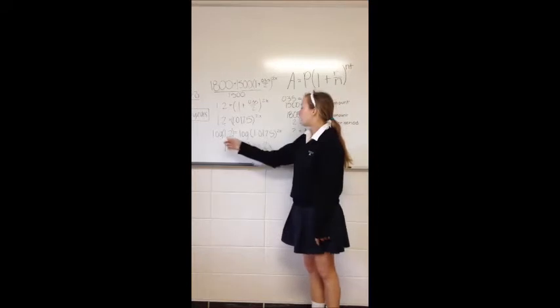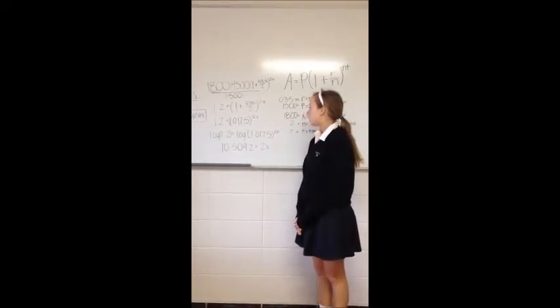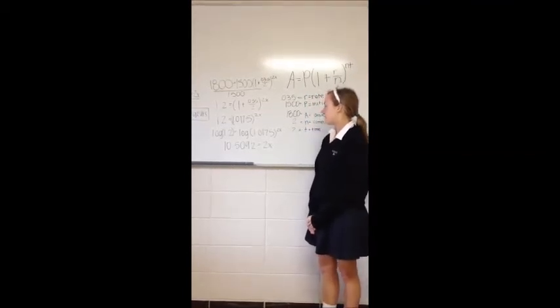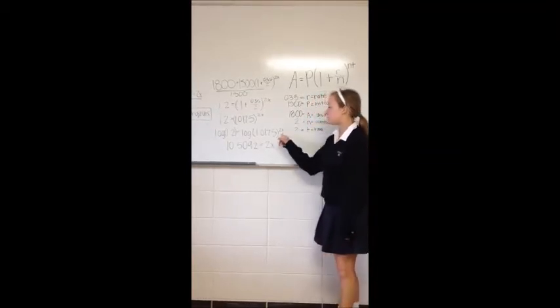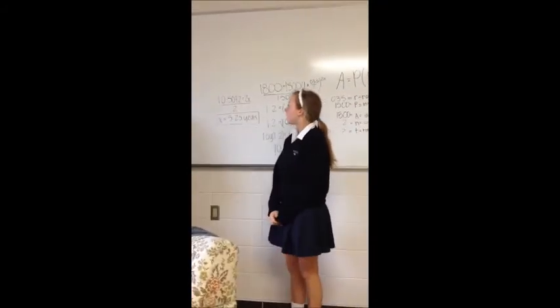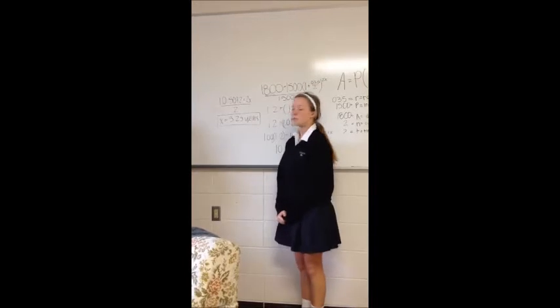Then I would take the log of both sides and divide log of 1.2 divided by log of 1.0175 and get 10.5092 equals 2x, because the exponent comes down with the log properties. Then I would divide 10.5092 by 2, and I'd get my number of years, which is 5.25.